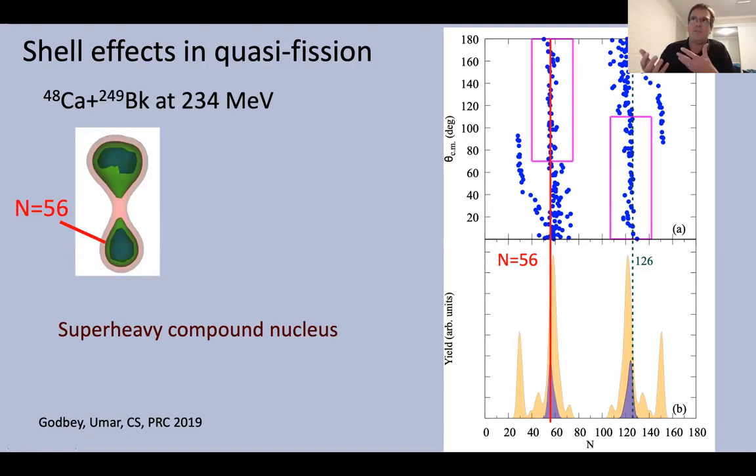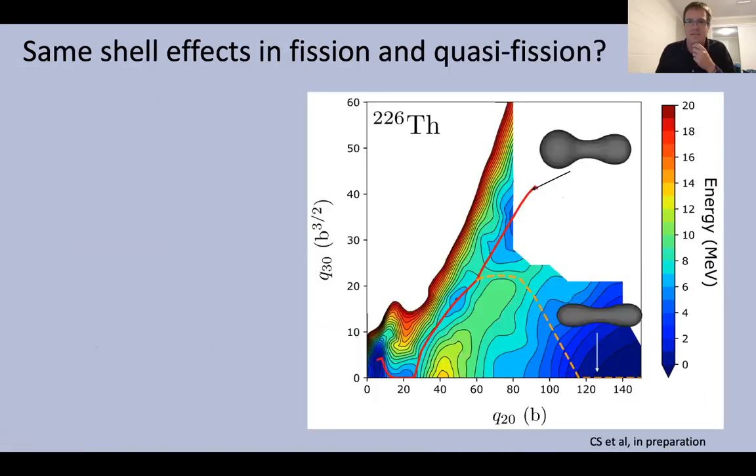What we would like to do is to compare them with shell effect in fission. The problem is that if you look at the compound system, they are always super heavy systems, and we don't know what are the fission modes of super heavy nuclei. So for this reason, we decided to look at lighter systems, actinide systems, where we know what are the shell effects, we know what are the fission modes, and we want to look at their quasifission modes, if we can describe them with TDHF, and compare between fission and quasifission.